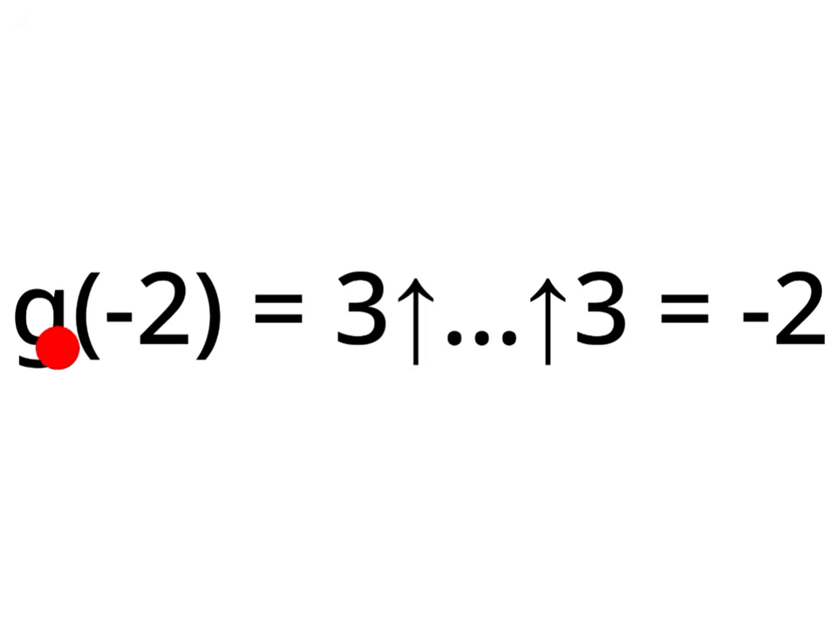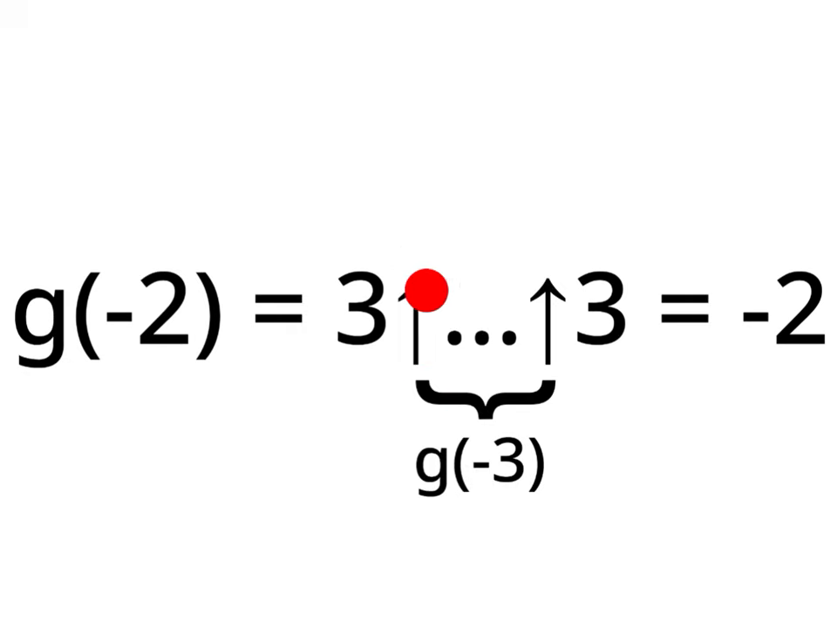So, theoretically, G negative 2 would be 3 with a certain amount of arrows and 3. And this number has to equal negative 2, so I have absolutely no idea if it's even possible to calculate the amount of arrows this would need, because this doesn't make sense. This is not what Graham's number was intended for. But that's what G negative 3 would be, if there's some way of calculating it.